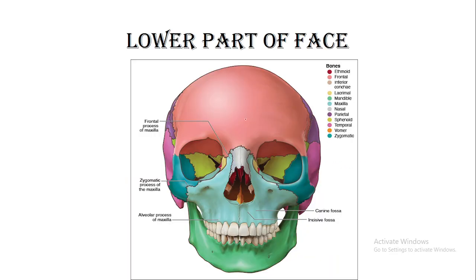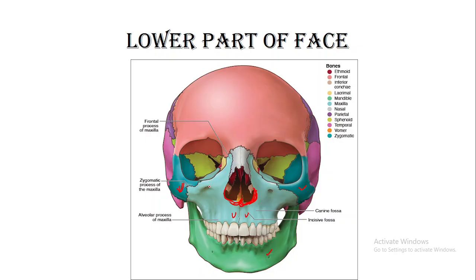Coming to the lower part of the face, for the convenience of our study, we will study the lower part of the face in three different parts. First is the maxillary bones on both sides, then the zygomatic bones, and lastly we'll study the mandible. So coming to the maxilla, most of the features of the maxilla we have already seen, but just for the sake of revision, these are the nasal notches of the maxilla, which form the boundary of the nasal aperture. In the middle, these nasal notches form a projection which is called the anterior nasal spine.